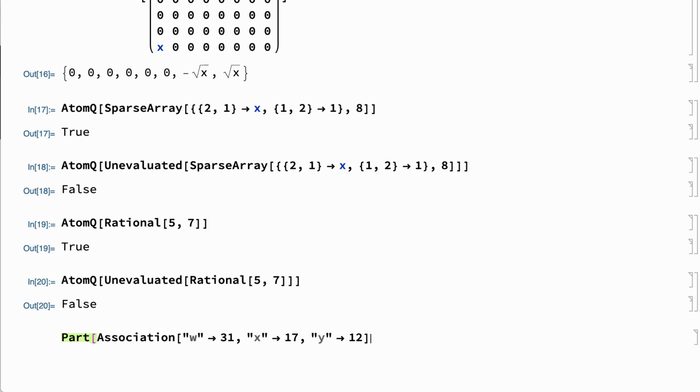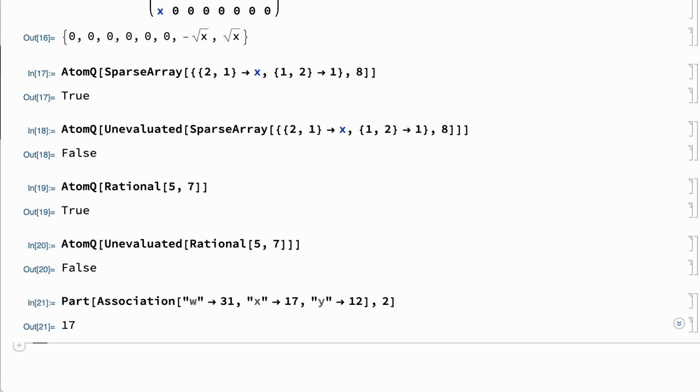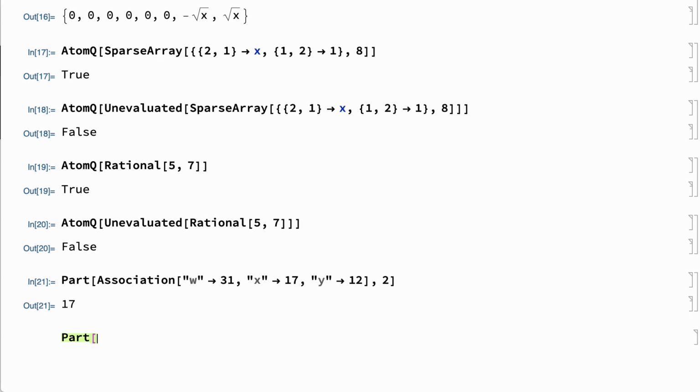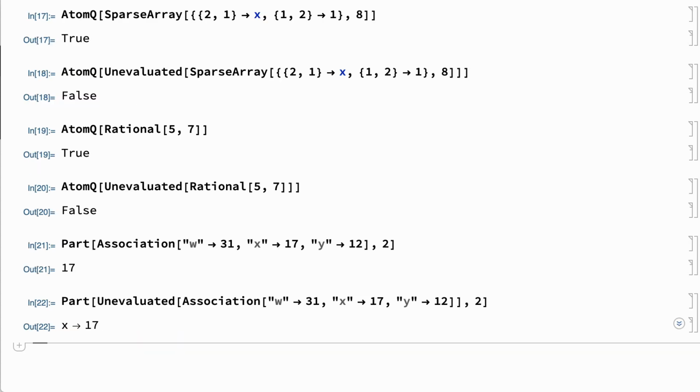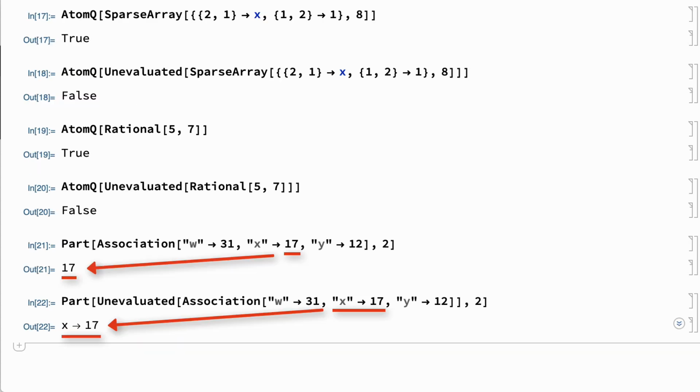Here is an example involving Association. This input shows the Part function used to pick out the value associated with the second key in an association, which is how associations work. And this shows that same calculation done with the unevaluated Association expression, which returns a different result. In this example, the Part function picks out the entire second element of the unevaluated Association input, which is the entire rule giving both the key and the value.